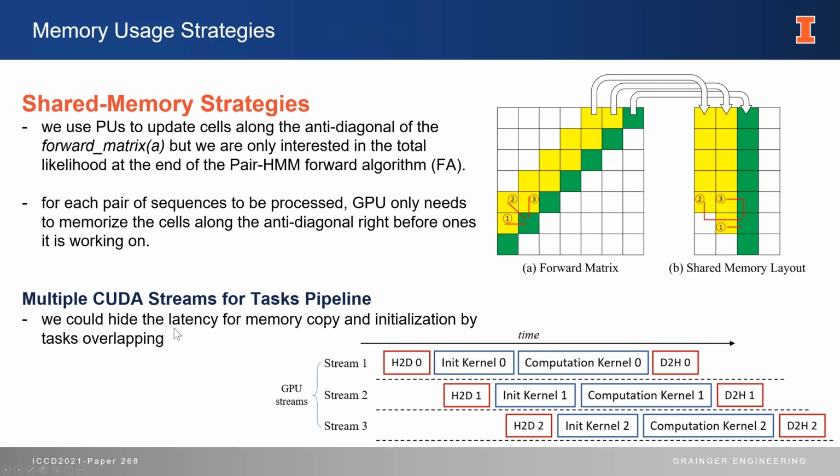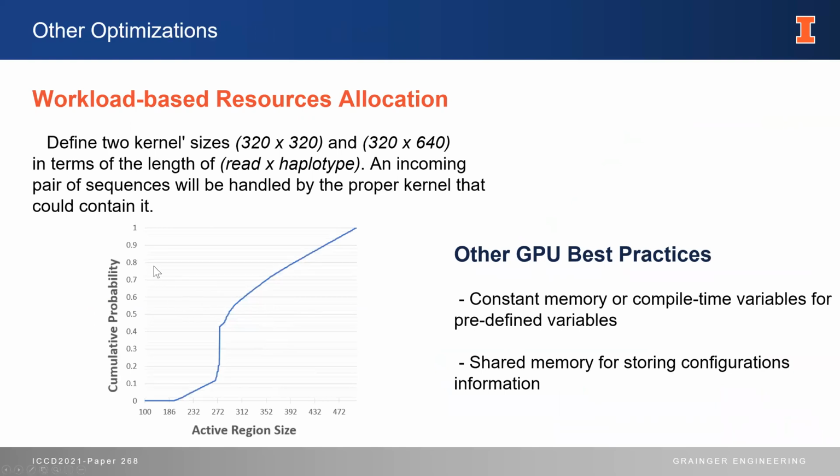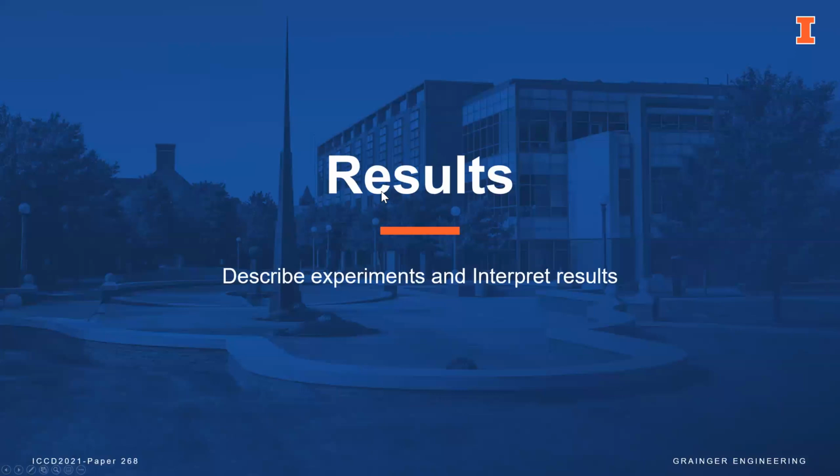The other part is that we can use multiple CUDA streams to kick off the host-to-device transfer of necessary data while we are doing initialization or computations. In this part, we are seeing a kernel size of 320. We actually have two different kernel sizes to make sure that only the necessary resources are allocated for the workload.